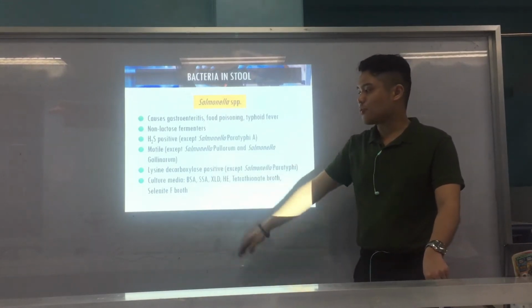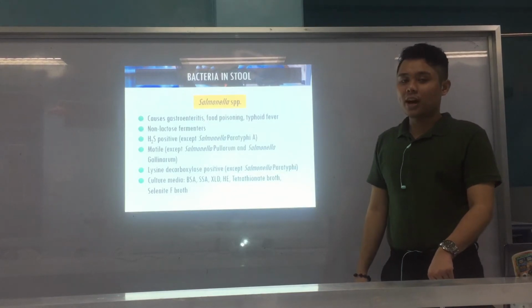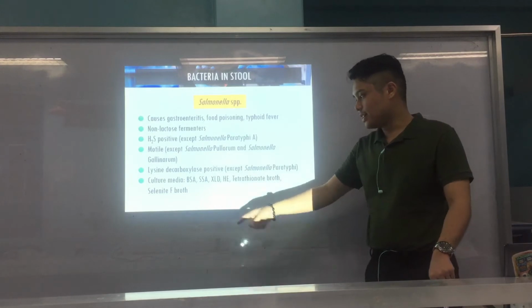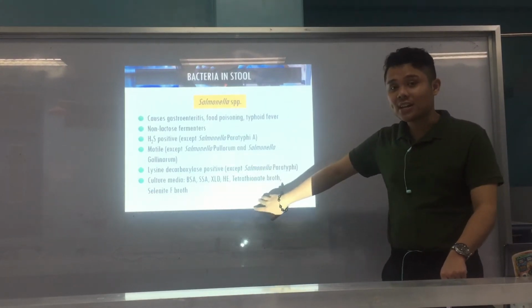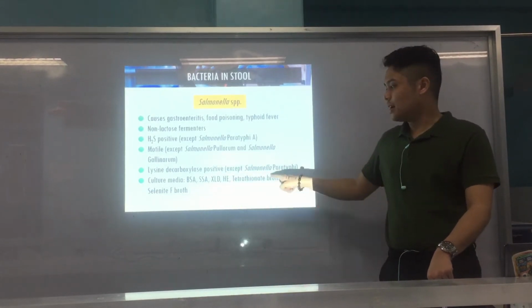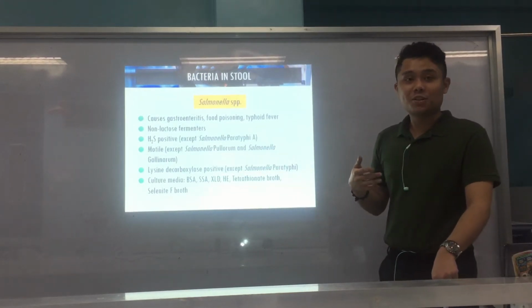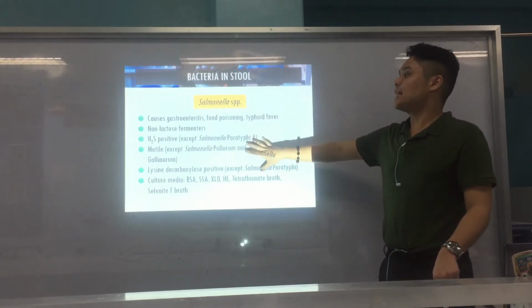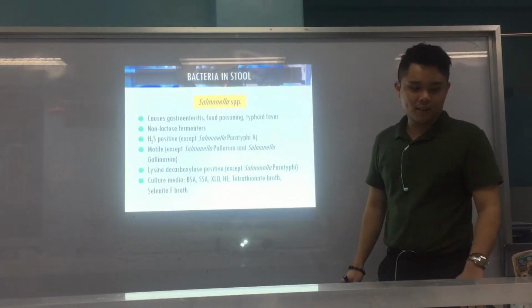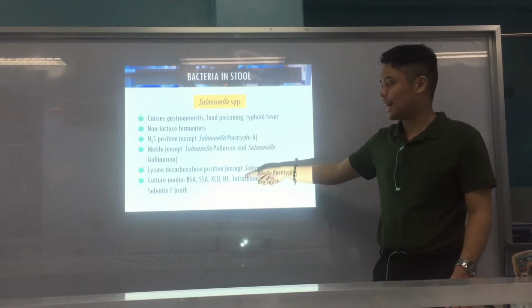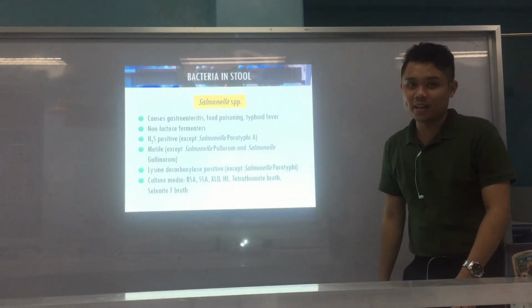Again, for culture media, the primary culture media for isolation that we mentioned are BSA, SSA, XLD, HE, and for the broth, tetrathionate or selenite F broth. Familiar, right? We mentioned these in our culture media preparation lecture. That's for Salmonella species. The characteristics to take note of: H2S positive, motile, and lysine decarboxylase positive.